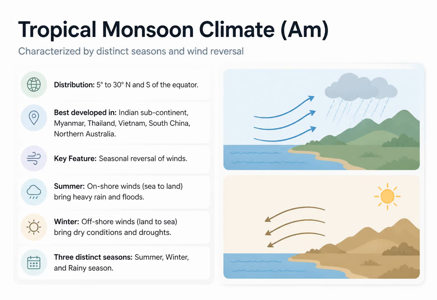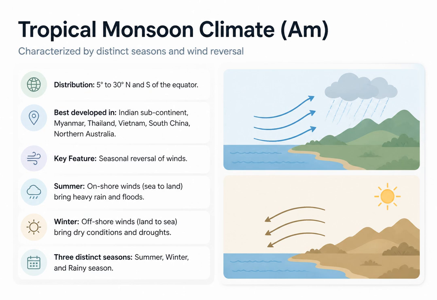Moving away from the constant rain of the equator, we enter the Am category, the tropical monsoon climate. Found between 5 and 30 degrees latitude, this climate is most famously developed across the Indian subcontinent and Southeast Asia. The defining characteristic here is the seasonal reversal of winds.